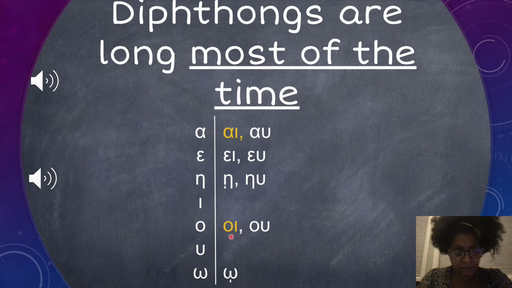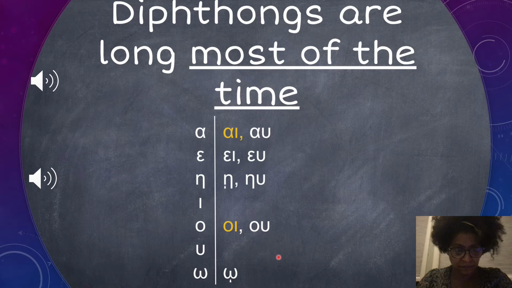Omicron plus iota gives you oi, and omicron plus upsilon gives you ou. And omega plus iota gives you ō with the iota subscript. Now notice that iota and upsilon don't make diphthongs with themselves.